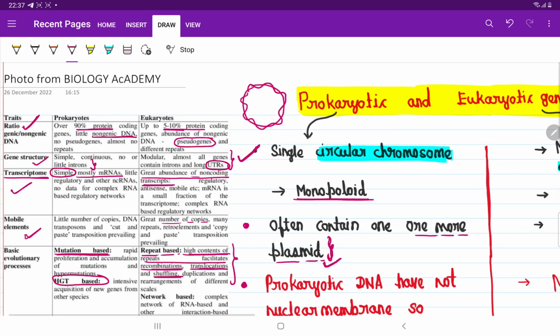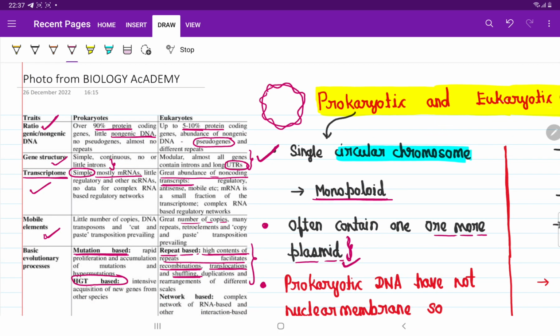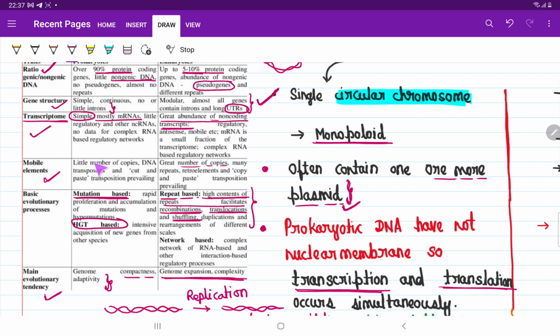So in this video we discussed that prokaryotic cells have less non-coding area, eukaryotic cells have more non-coding area. The prokaryotic DNA is smaller in size, eukaryotic DNA is longer in size. Prokaryotic DNA has less intron, eukaryotic DNA has a lot of intron. Then mobile elements are present very little in the prokaryotic cell, and a lot of mobile elements are present in eukaryotic cells.